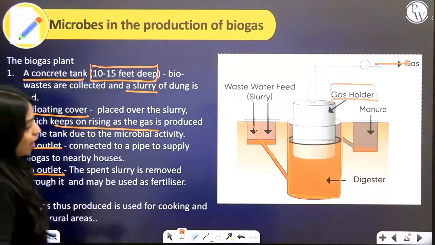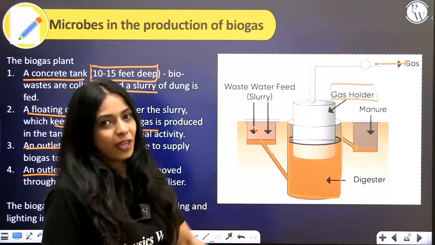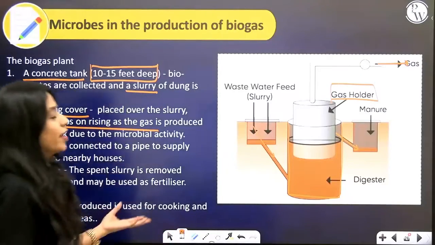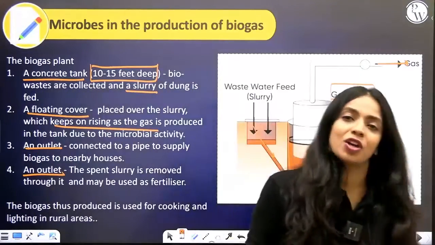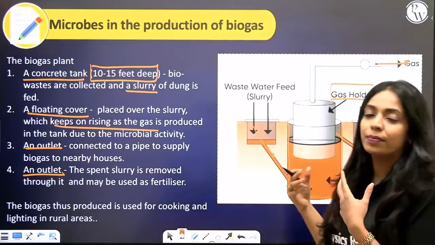There is another outlet over here through which whatever slurry is used up can be removed, and that can be used as manure in the fields. Usually cow dung is available in large amounts in rural areas. So that is where you mostly see the biogas plants.